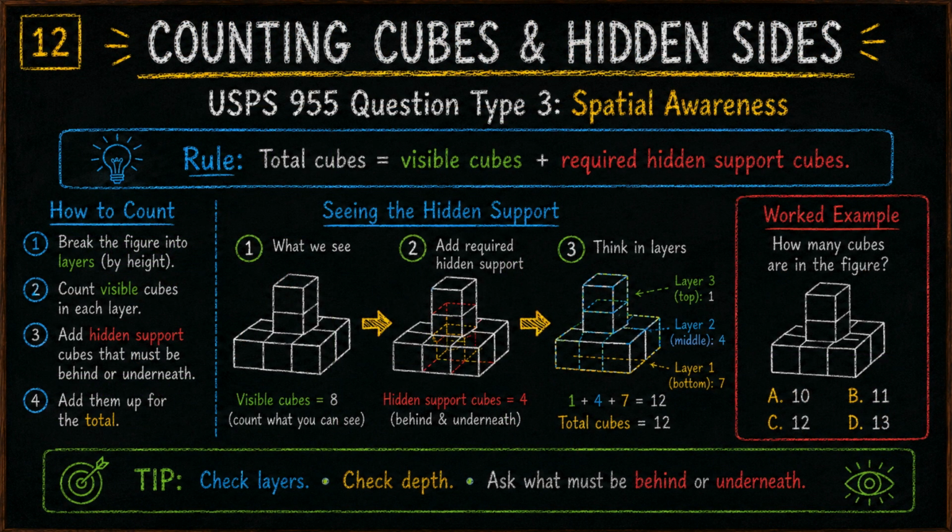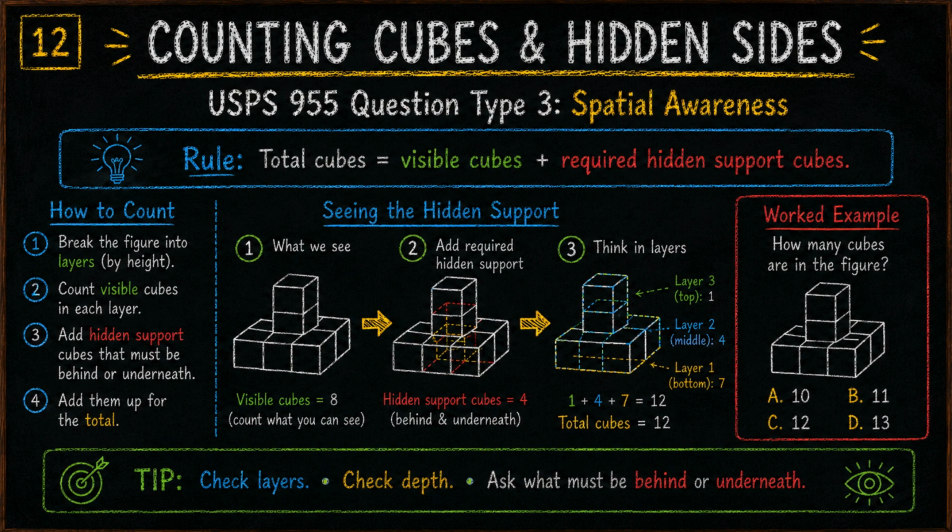Counting cube questions often trick people because not every cube is visible. You may see the front cubes. You may see the top cubes. But you may not see the cubes behind or underneath. That is why the rule is total cubes equals visible cubes plus required hidden support cubes.